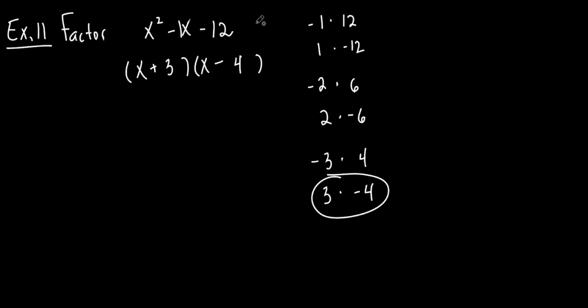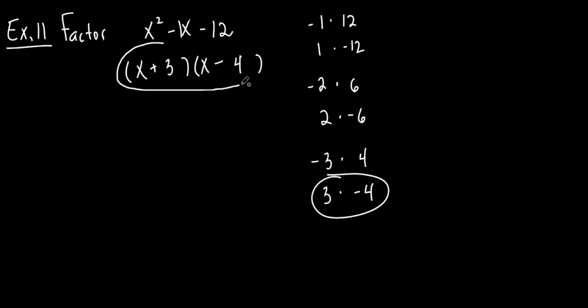Does that make sense? And if you did it, let's do some FOIL method. X times x is x squared. The outside would be negative 4x. The inside would be positive 3x. What's negative 4x plus 3x? Negative 1x. Bam. Exactly what it should be.